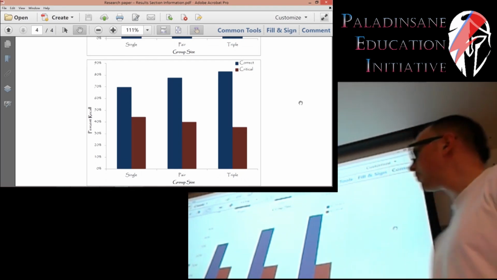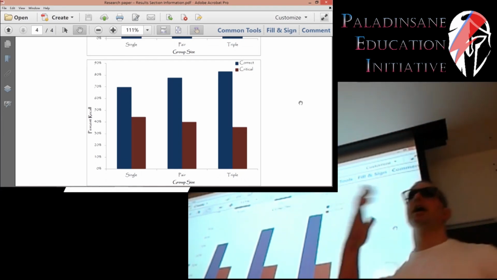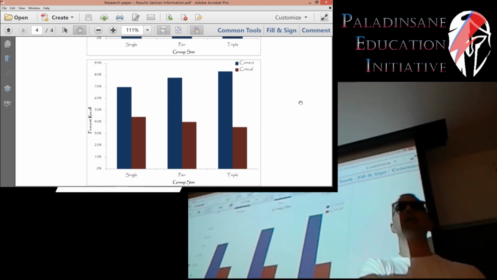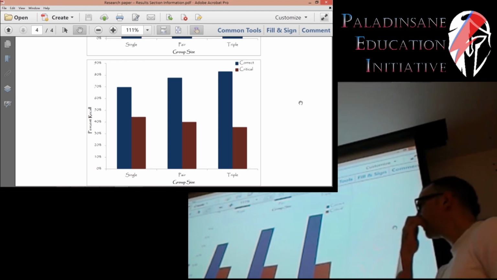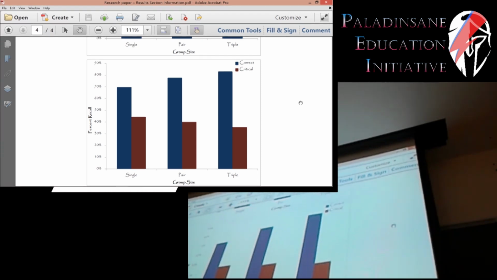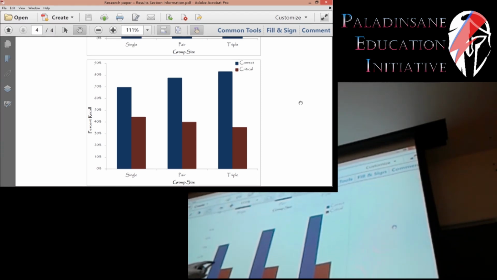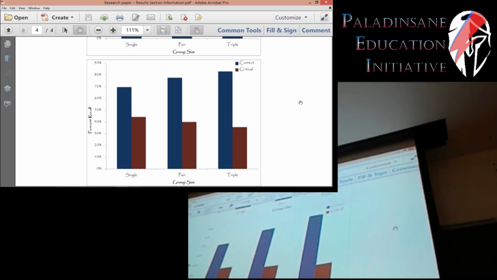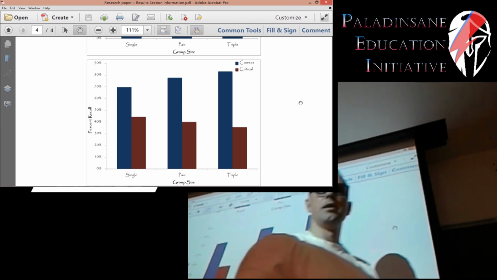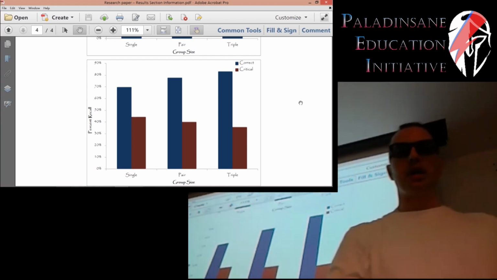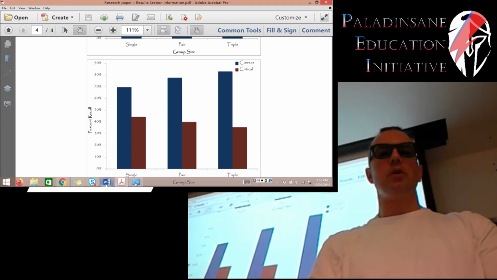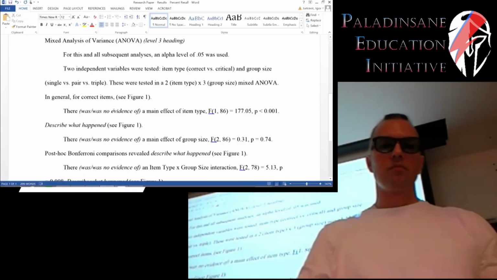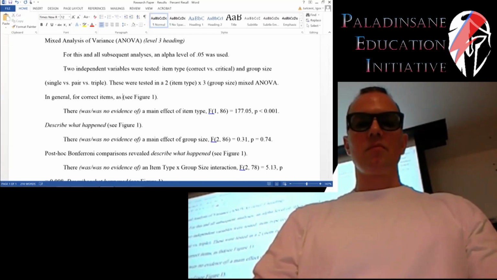Imagine that a friend of yours, a university student, well-educated, maybe not an expert in psychology, came up to you and said, oh, I'm looking at this graph here, can you tell me what happened for the correct items? What happened for these blue bars here? Describe the effect of group size on this thing you call percent recall. What would you tell them? As the group size increases, there's more correct words recalled.